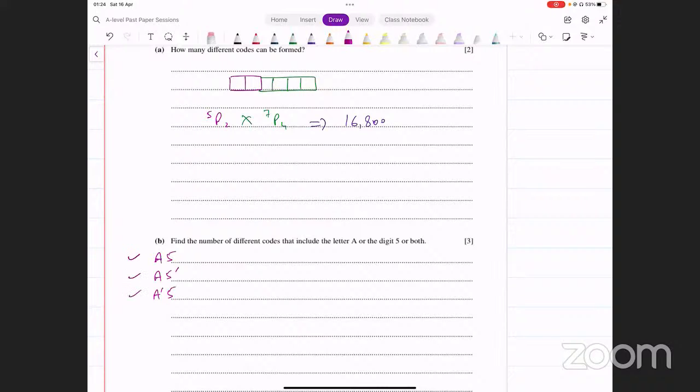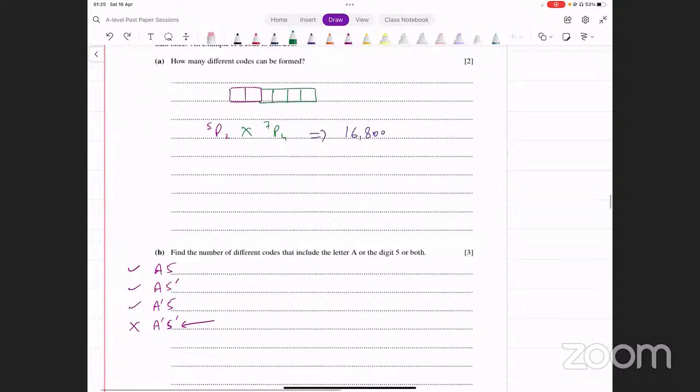What's the 4th possible case? The 4th possible case is that you don't have any of them. ये case नहीं चाहिए. Right? These are the cases that we have. So we can either find these 3 cases separately, or we can find this case and subtract that from the total जो हमने first part में find किया था, 16,800. उसमें से ये वाला केस माइनस कर दें जब आपने A भी नहीं include किया और 5 भी include नहीं किया. ठीक है, so that's what I'm going to do. That's quicker. So we want no A and no 5. A भी नहीं चाहिए और 5 भी नहीं चाहिए.